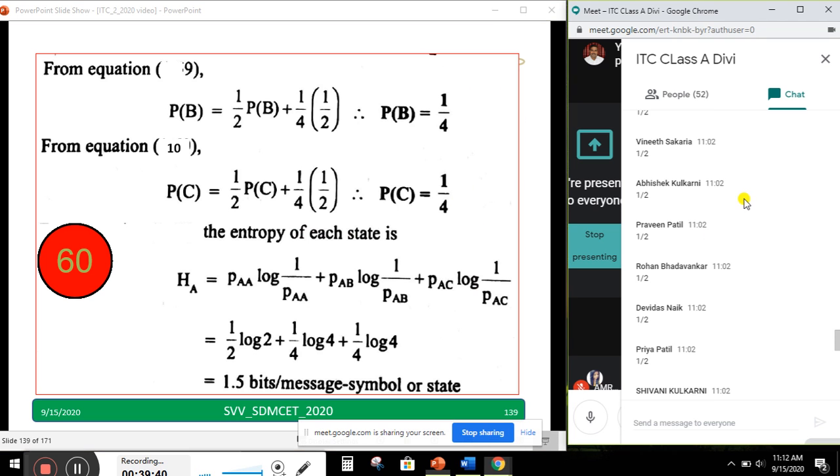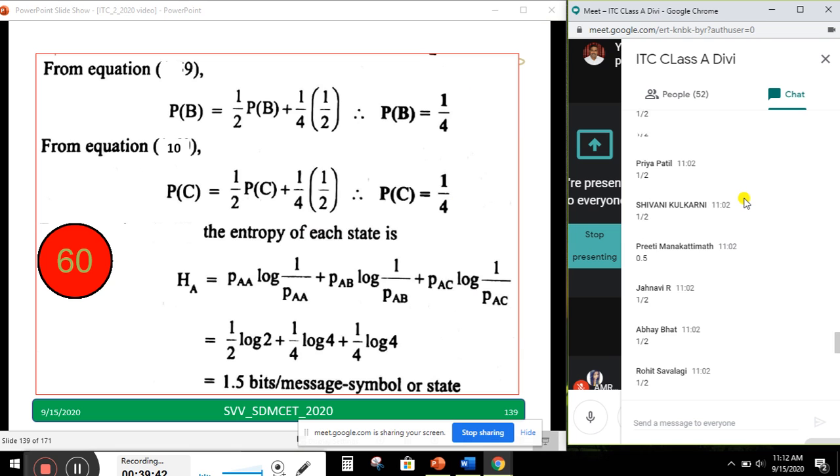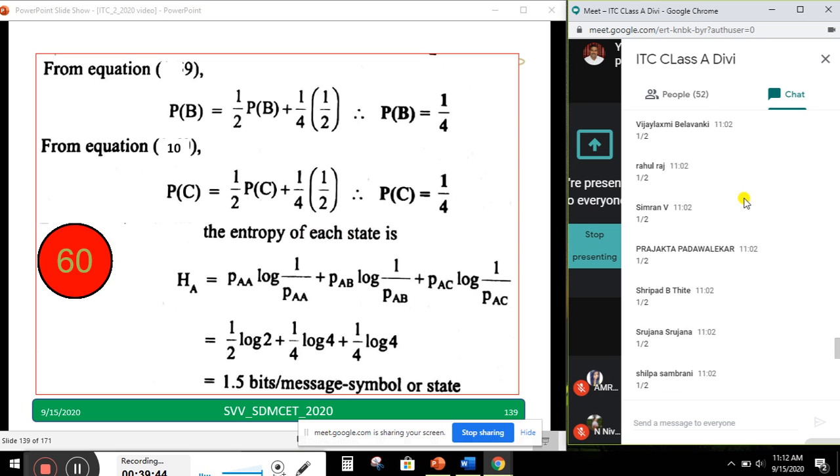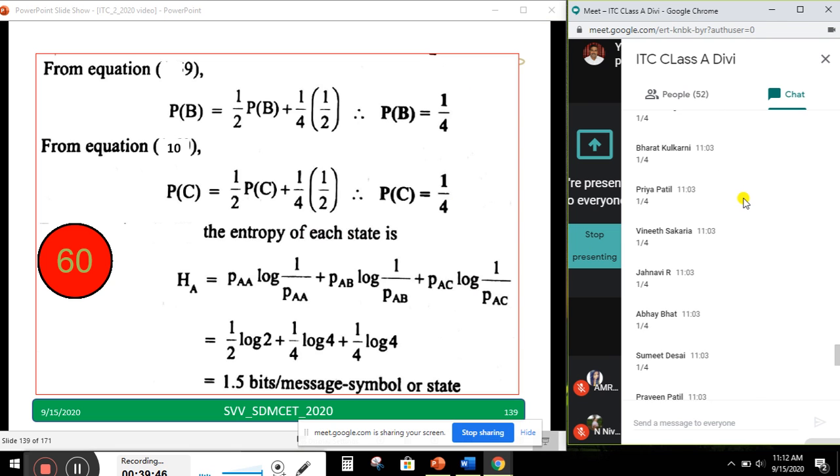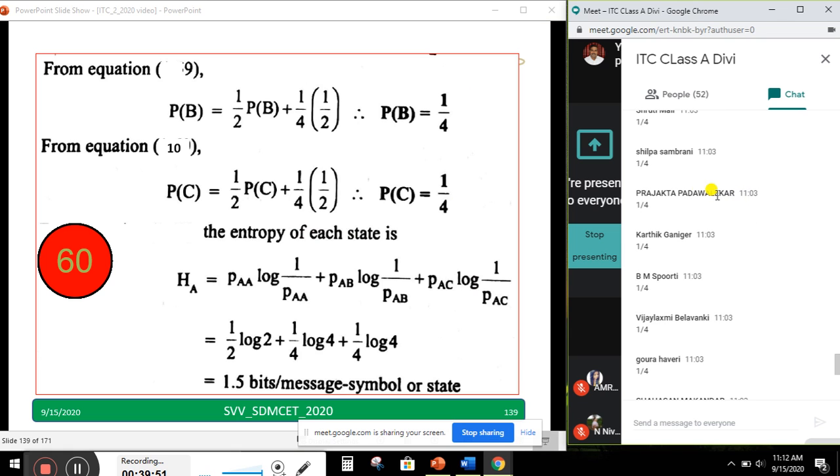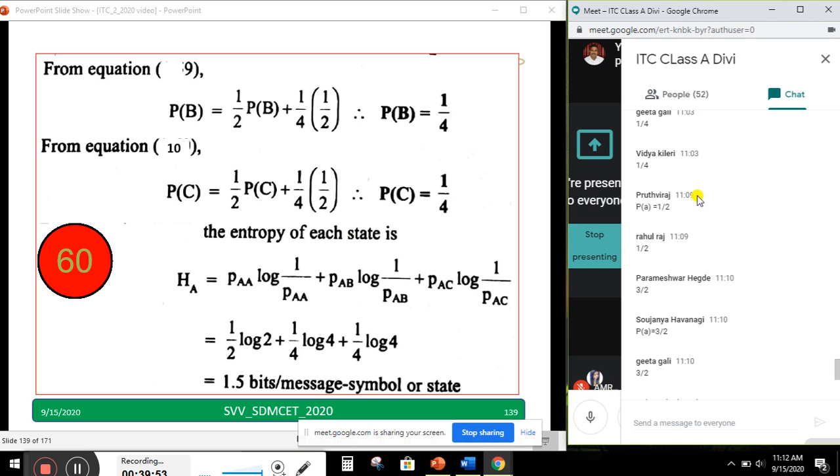HB equal to what they have written. HB equal to somebody. HA is correct, majority. HB equal to 1 by 4 is there, majority. Okay. HB equal to 1 by 4. HC equal to, anybody has changed? Some students' answers are different, but majority have written 1 by 4 only.